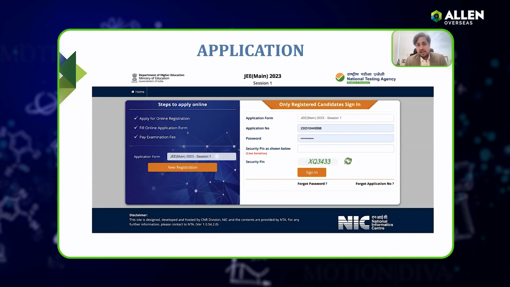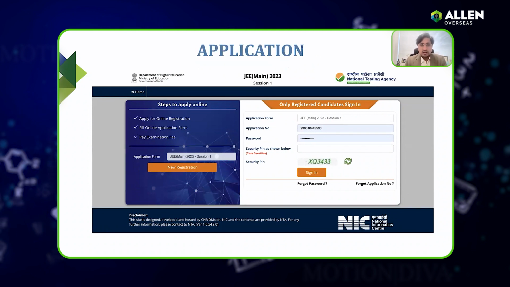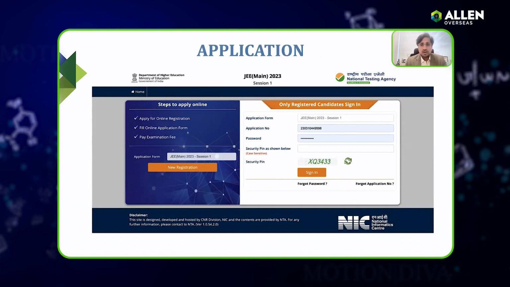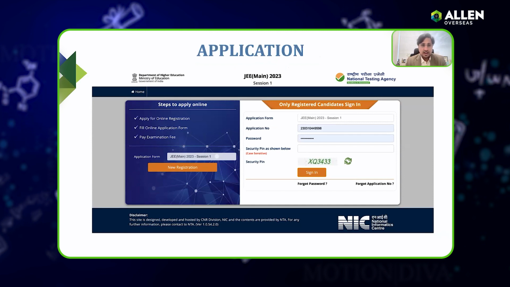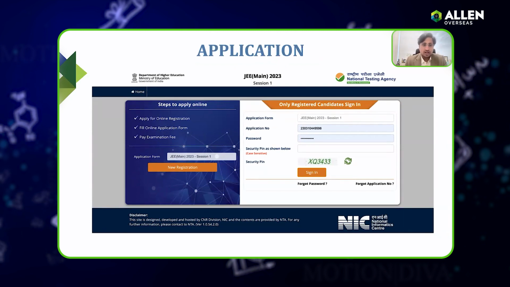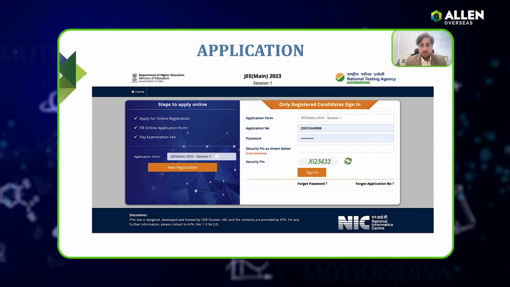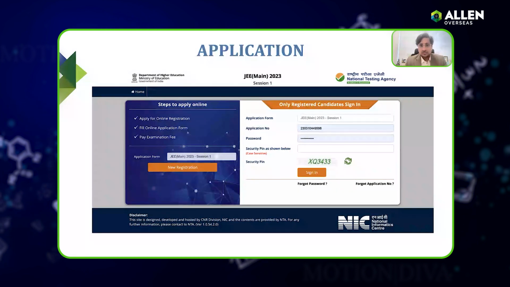Well, this is how the application form works. So let's dive into how the application form will look. Let me take you to the live website, how I have filled the form and how the process goes. So let's go ahead.